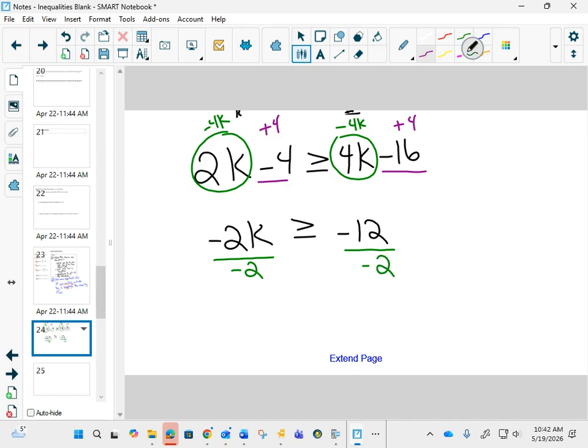Negative 12 divided by negative 2 is positive 6, right? Because a negative divided by a negative is positive. Do I need to flip the sign? Yes. I'll make a little note that I flipped it. It's now less than or equal to, and now I've got the k by itself. This is the answer. Any k less than or equal to 6 will make it true.